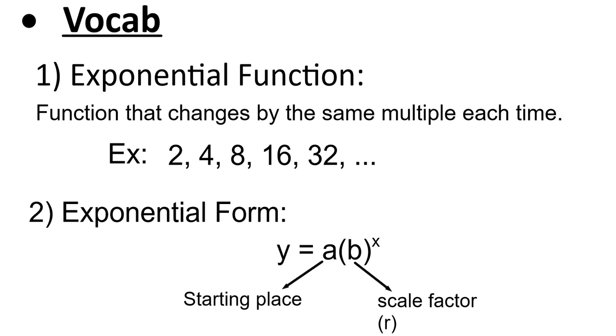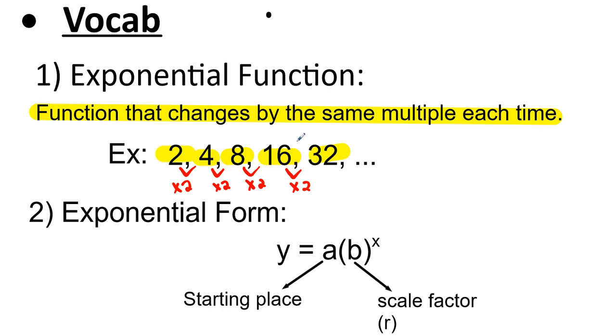First off, what is an exponential function? Well, an exponential function is a function that changes by the same multiple each time. So here we have 2, 4, 8, 16, 32. What's happening each and every time? Well, what are we multiplying 2 by to get the 4? And then is that consistent for the rest? So let's see. I think we're timesing by 2. So that's 2 times 2 is 4. Times 2 is 8. Times 2 is 16. Times 2 is 32. That is what it means to be an exponential function.